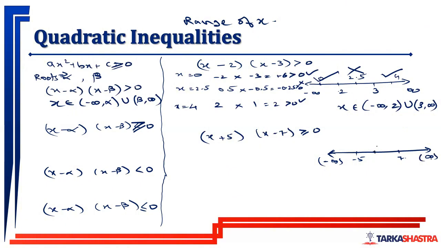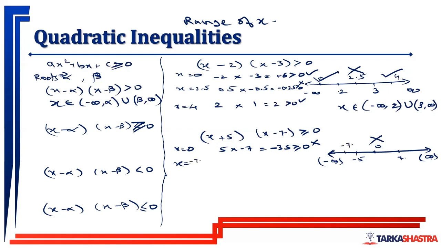Let me try for 0, because if I try with 0, I am able to solve it quite easily. If I put the value of x is equal to 0, I'll have 5 into minus 7, which is minus 35, which is greater than or equal to 0. Is it true? No, it is not true. So for this range, the inequality will not work. Now, if x is equal to, let us say, minus 7.